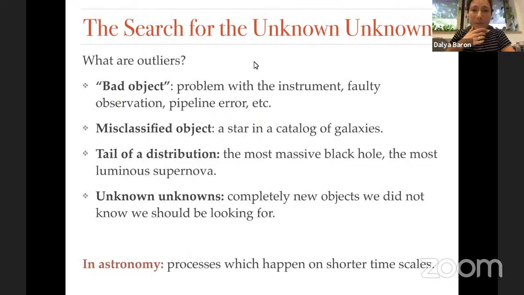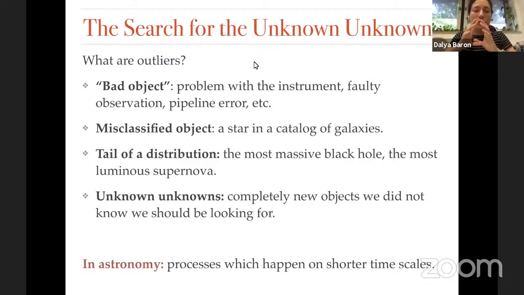What are outliers essentially? When I think about my dataset, outliers can be bad objects. These can be various problems in the instrument, pipeline errors, etc. We can also have misclassified objects, for example a star in a catalog of galaxies. Outliers are also tails of well-characterized distributions. So the most massive black hole, the most luminous supernova, will be an outlier because it sits on the tail of a distribution. And the most interesting types of outliers are what I call the unknown unknowns. These are completely new types of objects we do not know exist in our datasets, and we want to find them, and we do not know how to look for them.